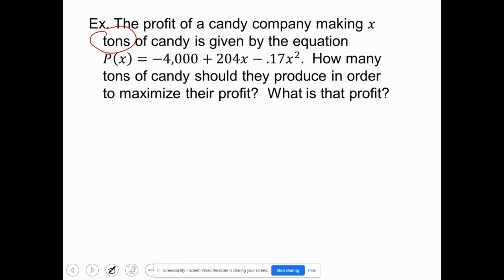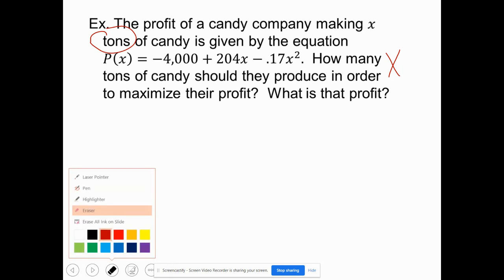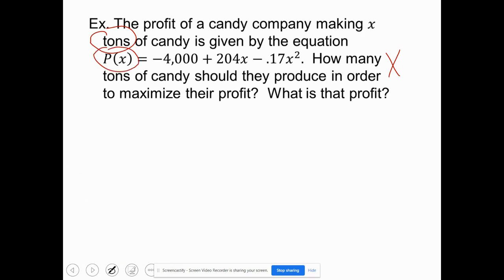How many tons of candy should this company produce in order to maximize the profit? And what is that profit? So the first question is asking for the x value. What x value would be the max here? And in the second one, what is that profit? Well, that's our y value, or even better, that's our P of x, since that's what the equation was. P of x is measuring the profit.